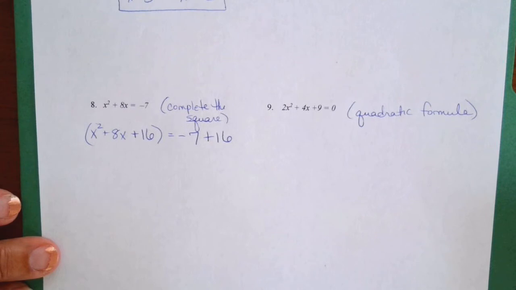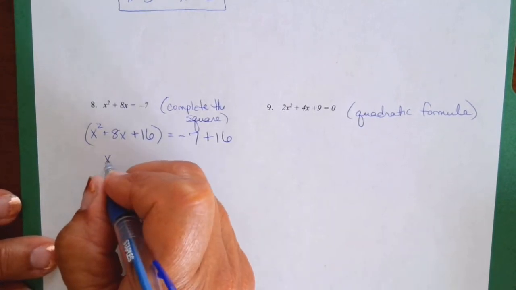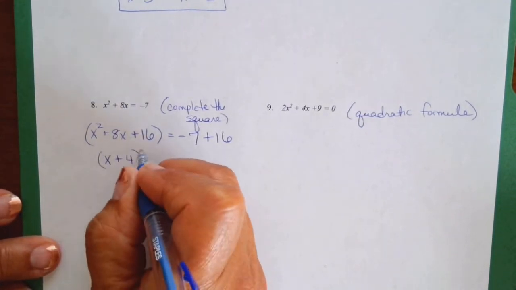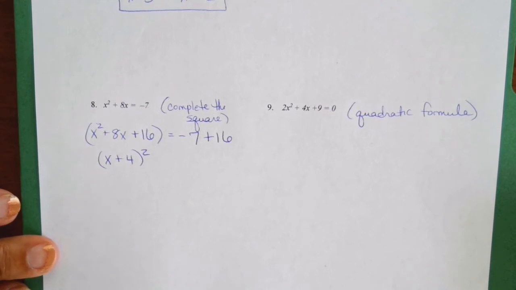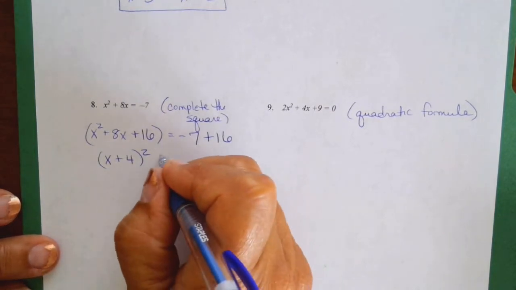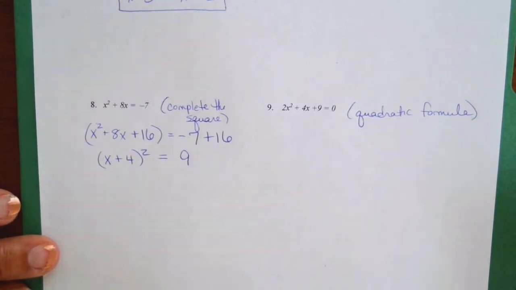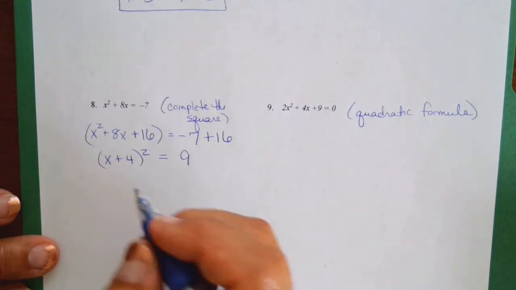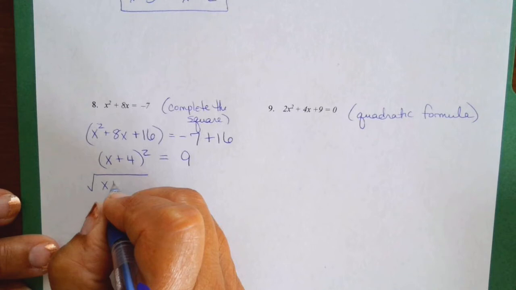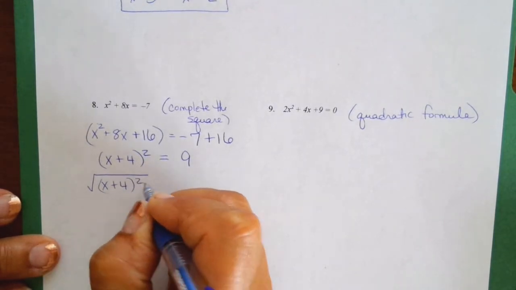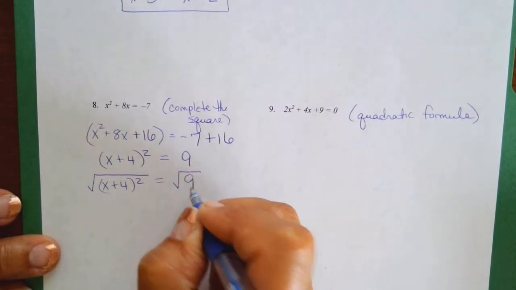Okay? All right, so then you're going to factor the left, and that's why you do that, because it factors nicely. X plus 4 times x plus 4. Add the right side, which will give you 9. And now we're going to solve. So we're going to undo squaring by taking the square root of both sides. Take the square root of that, and we're going to take the square root of that.